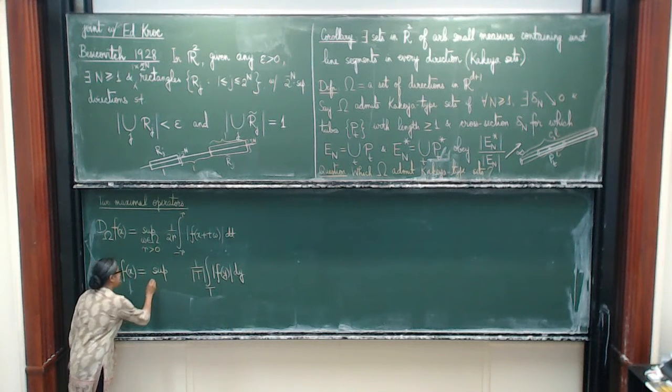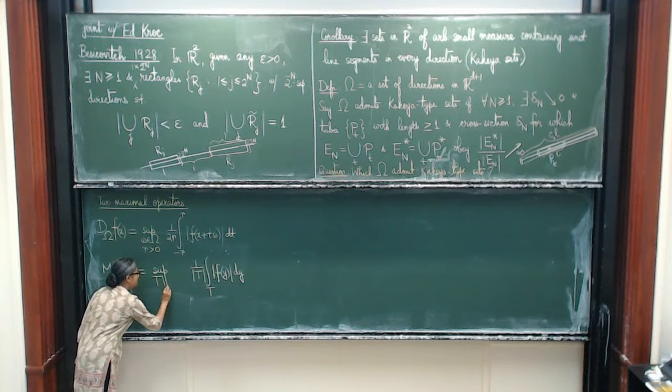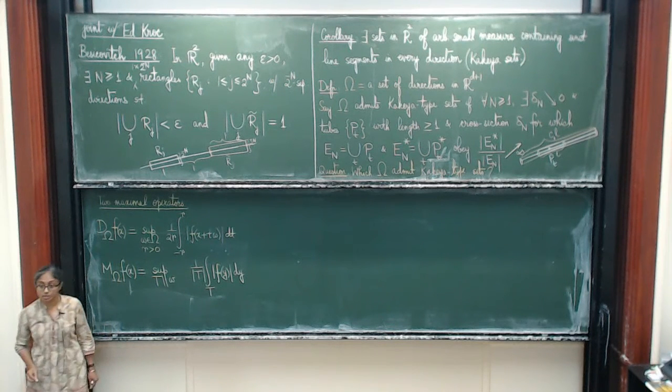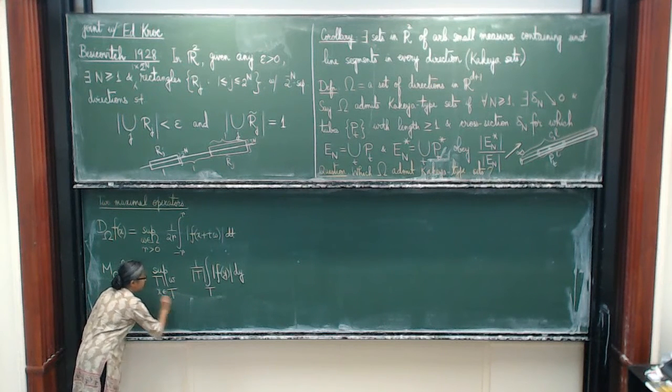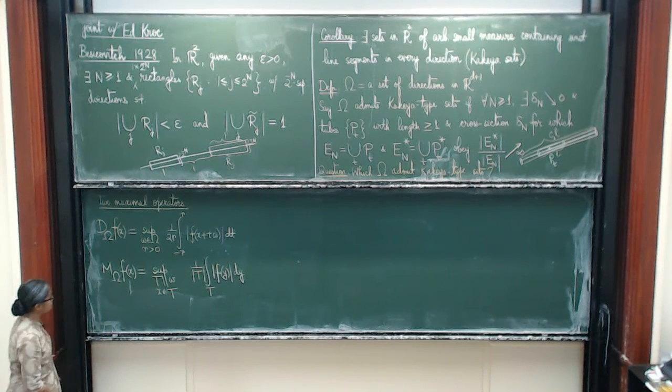This time, the tubes have to be parallel to omega, but can have arbitrary dimension otherwise, and they have to contain the point x. Okay.